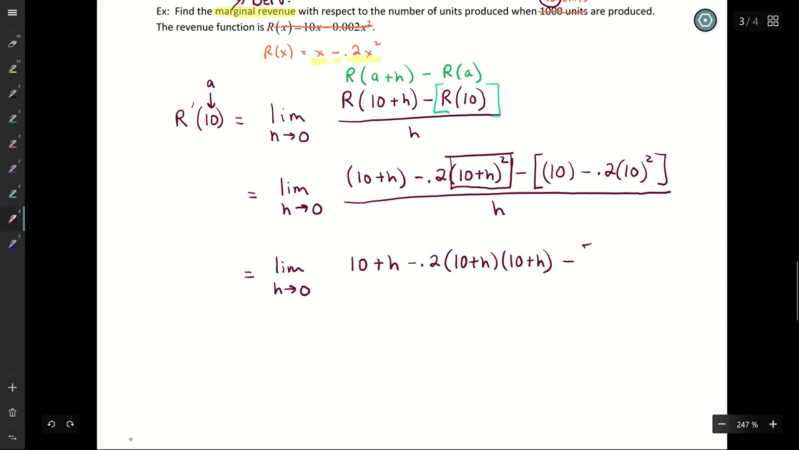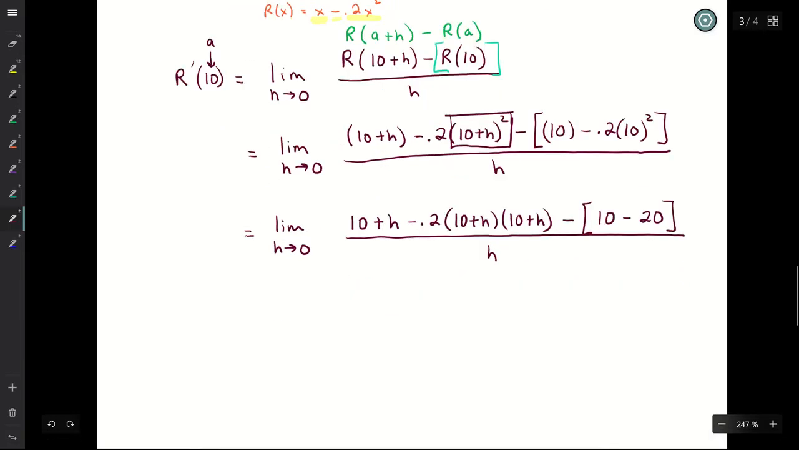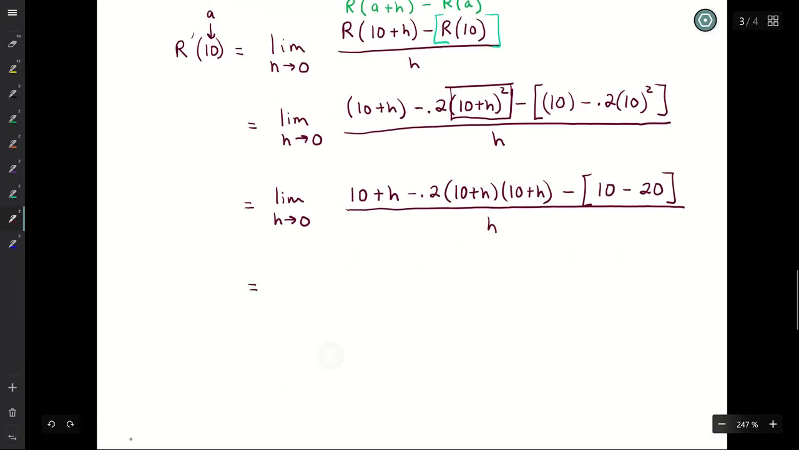All right, then we're going to do minus bracket. And then over here, I'm going to go ahead and do this piece. So we have a 10 minus, and then it's 0.2 times 10 squared. Well, 10 squared, that's 100. And then 100 times 0.2, that means I'm going to move my decimal to the right 2 places. So that's going to end up being 20. All right, and then all that is still over h. From here, we've got limit h goes to 0, 10 plus h.